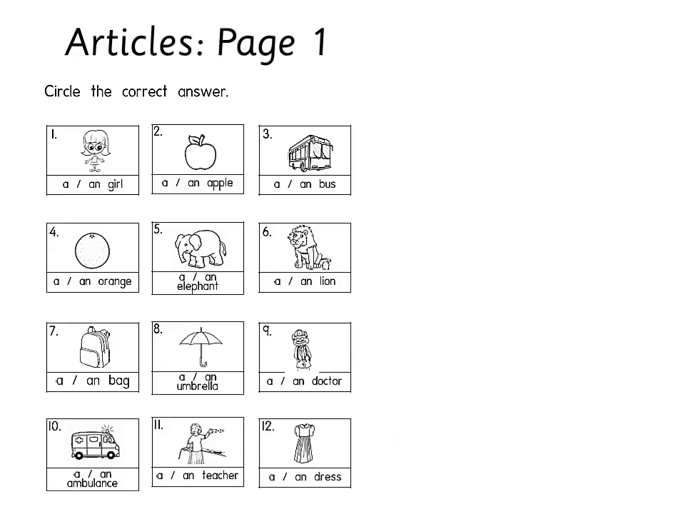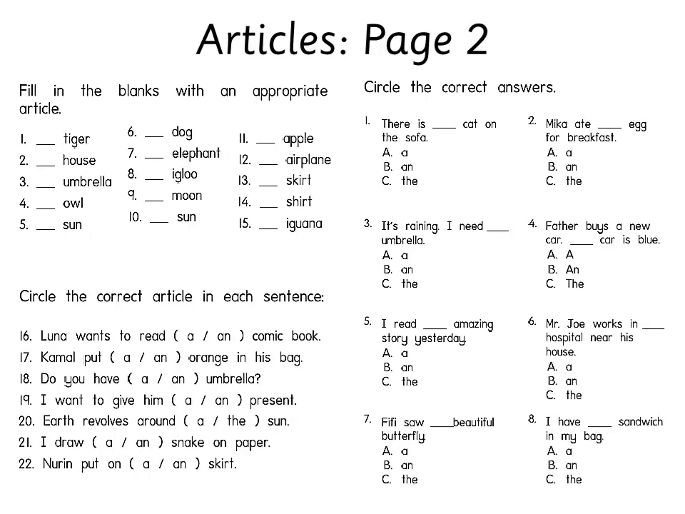Now it's your turn to do articles page 1. You have to circle the correct answer. For example, question number 1. What can you see there? So you circle the answer a girl. Now do page 2. Fill in the blanks with an appropriate article. I'll give you an example. Number 1. You choose a, an, or the. So the answer is a tiger.